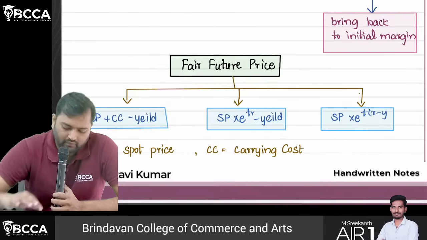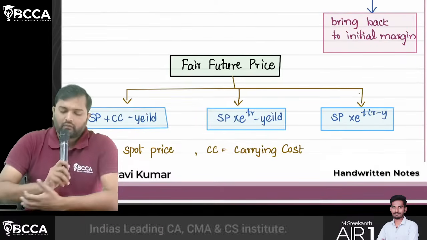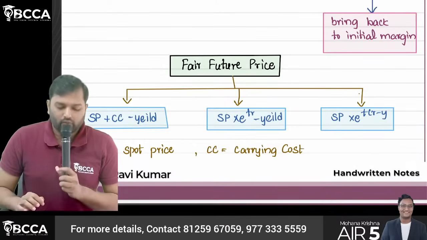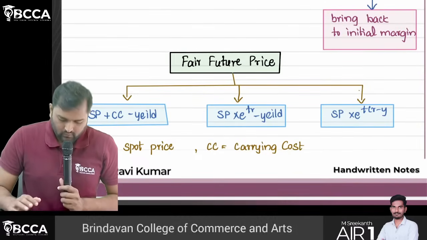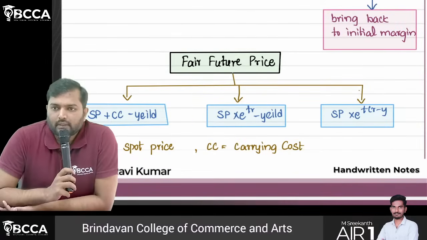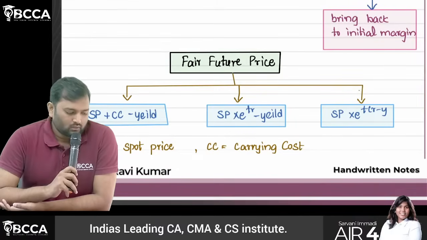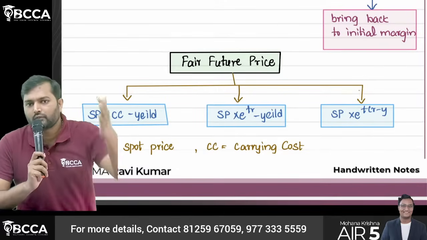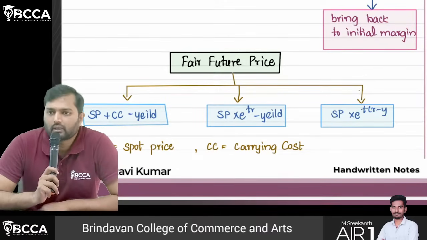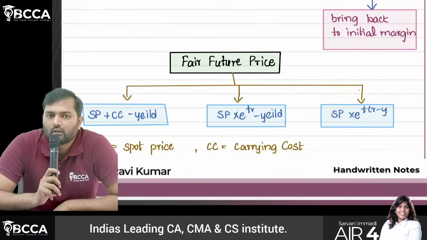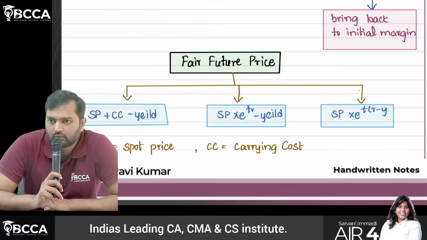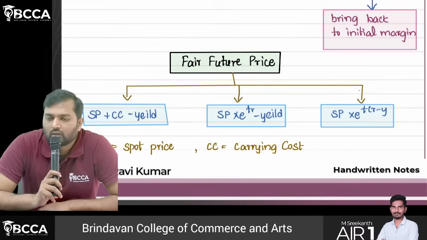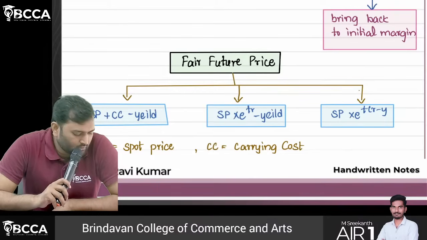Next, come to the next concept, fair future price. So what is this fair future price? In market you can find actual future price. So 3 months future price of X Limited is 2,500 in the market. What is the meaning of this? If you want to enter into a contract as on today to buy 1 share after 3 months, what is the price?